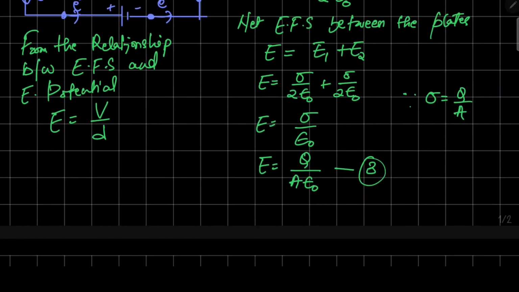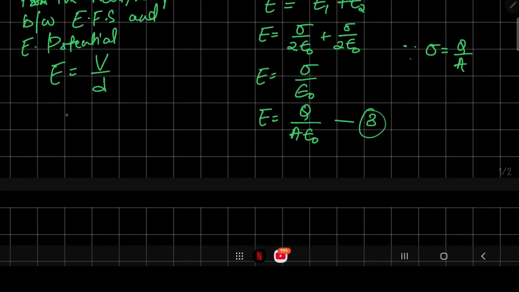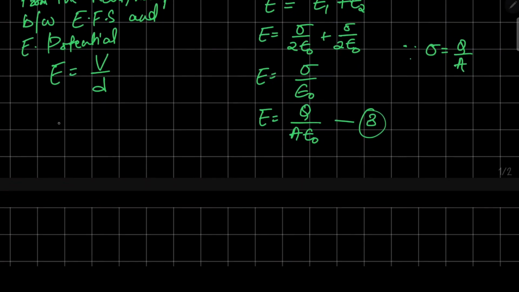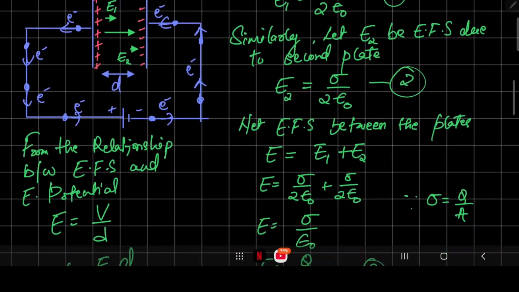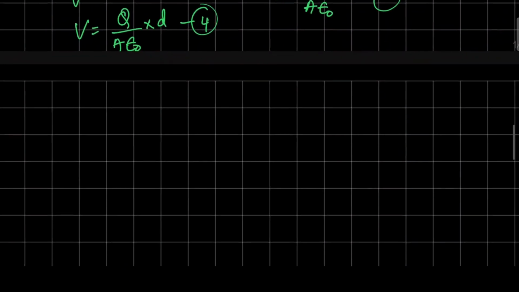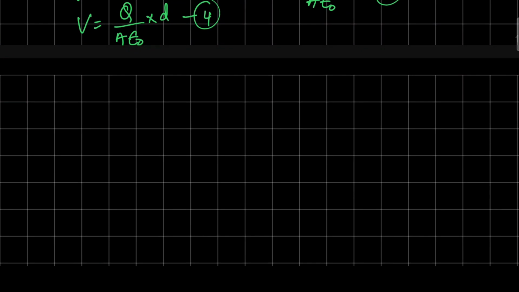So I am going to write it as D, because in that separation we are trying to determine the electric potential. Continuing on this part, what I'm going to write now is I'll make V the subject. So V will be E times D, and we know from equation number 3 that E can be written as Q by A epsilon naught, and there is D, so I will keep D intact. I will give this as equation number 4. So now we have got the expression for the electric potential difference between the plates.